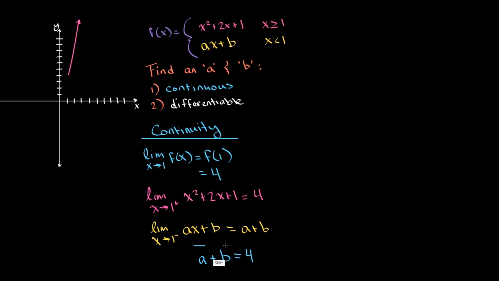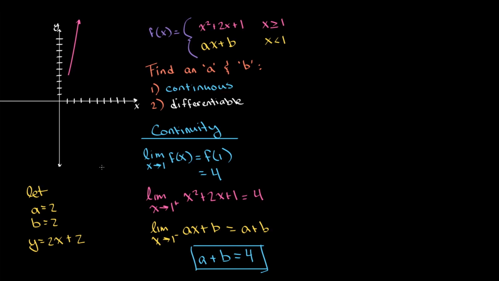That's our continuity condition, when a plus b is equal to 4. And what is this saying? Well, any a and b that add up to 4 will construct a line that makes this function continuous. So if we were to give an example, let a be equal to 2. And then b would also be 2. And then we would get this line, y equals 2x plus 2.